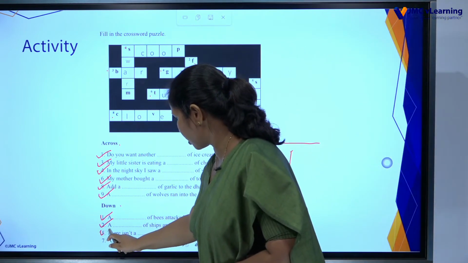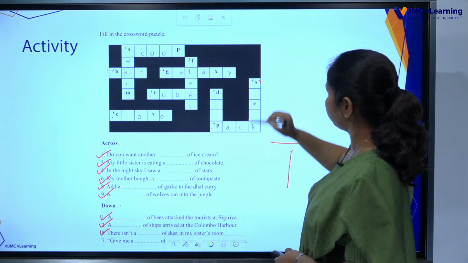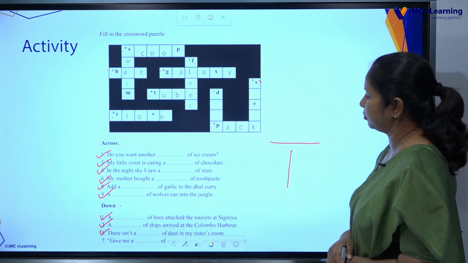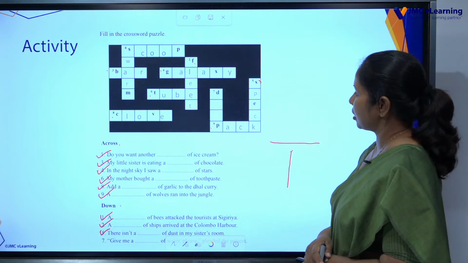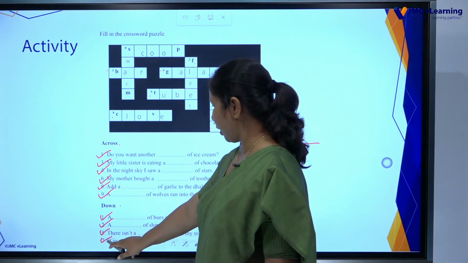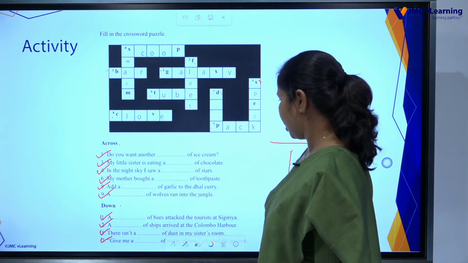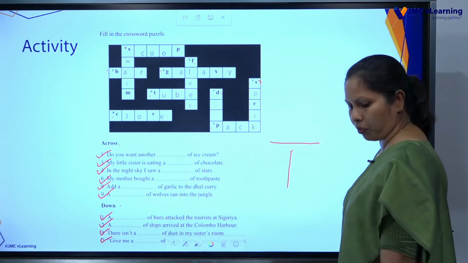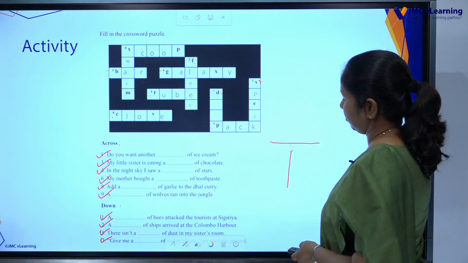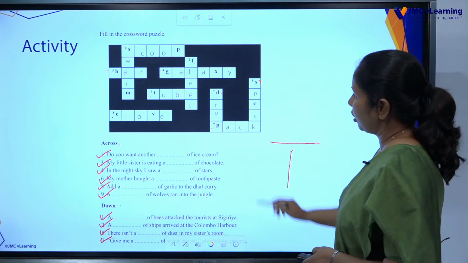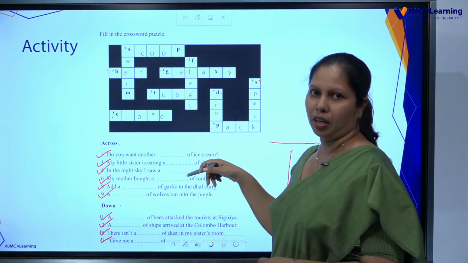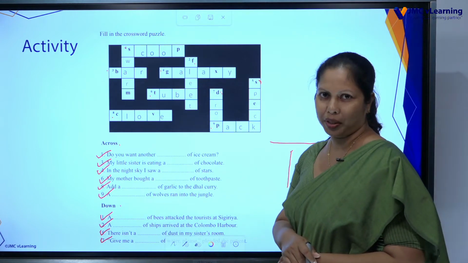Number 5, downwards. Here, this one. There isn't a blank of dust in my sister's room. There isn't a speck of dust in my sister's room. Okay, so we have come to the final one. Number 7, downwards. Give me a blank of water, please, pleaded the patient. Let's see the answer. Give me a drop of water, please, pleaded the patient. If you know the collective nouns, it's very easy to complete the crossword puzzle.